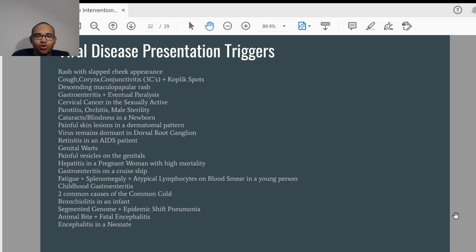And then if you see painful skin lesions in a dermatomal pattern, that's HHV3, right? That's varicella zoster virus. Virus that remains dormant in the dorsal root ganglion, that's also VZV. Retinitis in an AIDS patient, that should be what? CMV, I hope you're saying that.